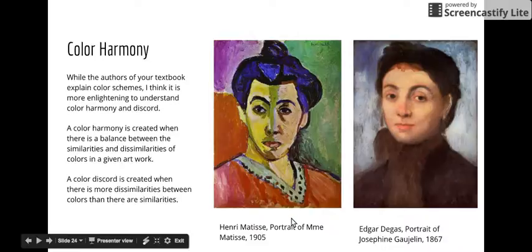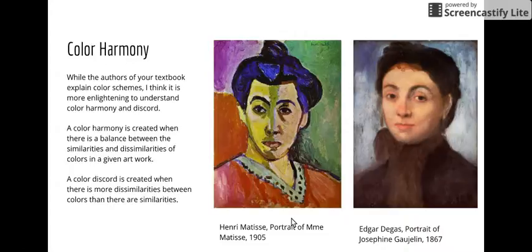In this case, the colors are all very vivid. That is, the saturation level is very high, or the chroma level is very high. And so we've got orange, red orange, and green, violet, and blue, and yellow green, and they're all very highly saturated, and so their dissimilarities are, I think, dominant, and we call this relationship discordant.